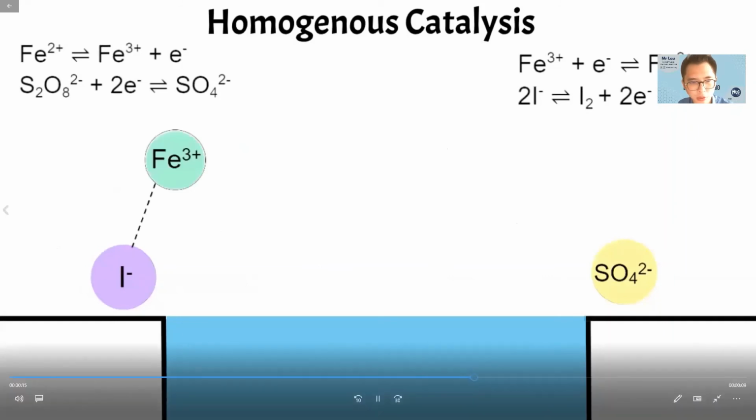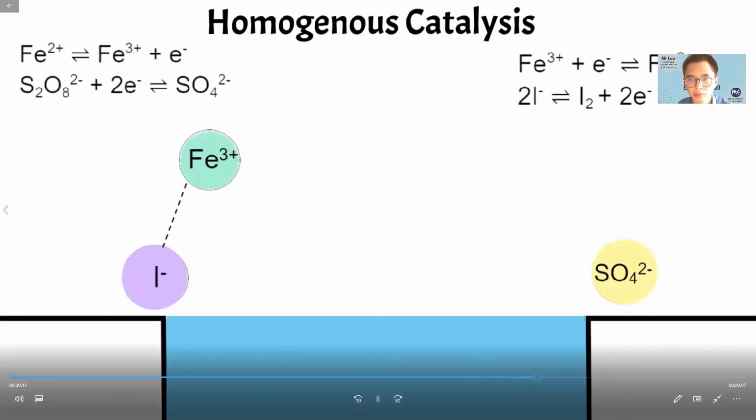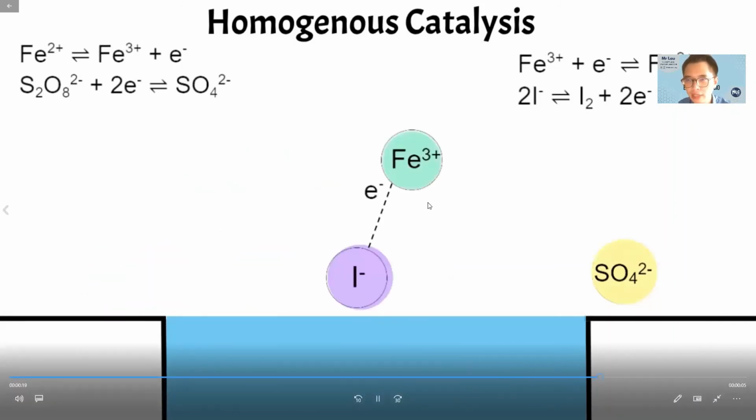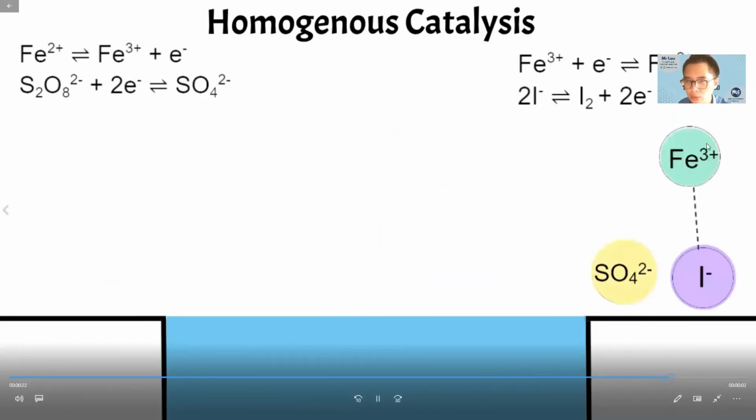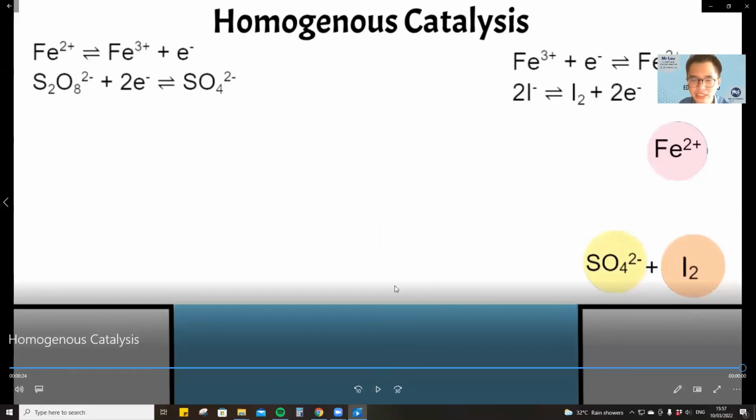Now your iron 3 plus will go back and perform a redox with your iodide. You'll be reduced back to iron 2 plus. So this is how the reaction proceeds.